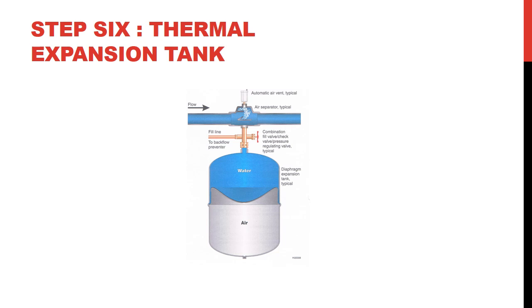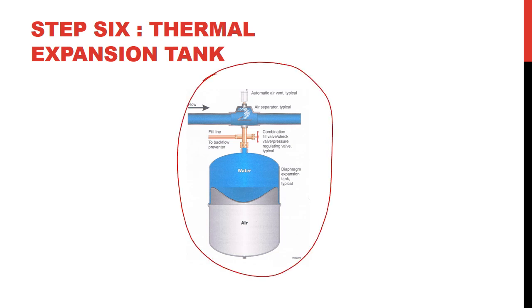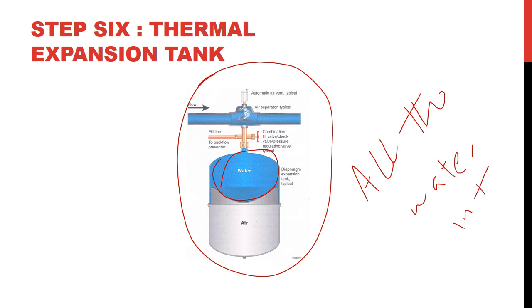The thermal expansion tank is usually placed before the pump, outside of the boiler, and the purpose of this tank is to pressurize the water and also to take all the expansion of the water when it's heated. When we heat water, it does expand, and this is the amount of expansion we will have in that system. So the water that we have is all the water in the system.